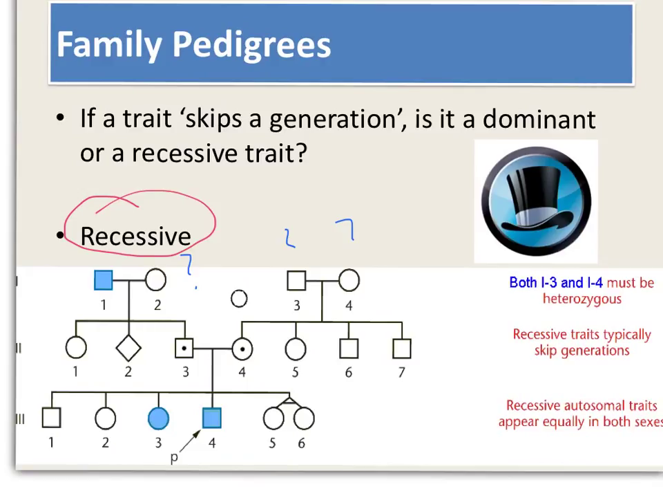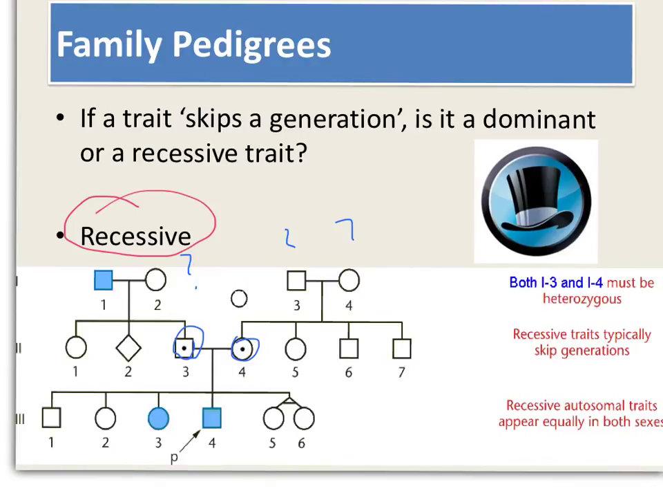Okay, now here, these little dots right here mean they're carriers. Okay, so what we have here is we've got this carrier was derived from this individual. Of course, it could be this individual, but it's probably not. And so we have 1 and 2 that are normal phenotype. This is the recessive phenotype.